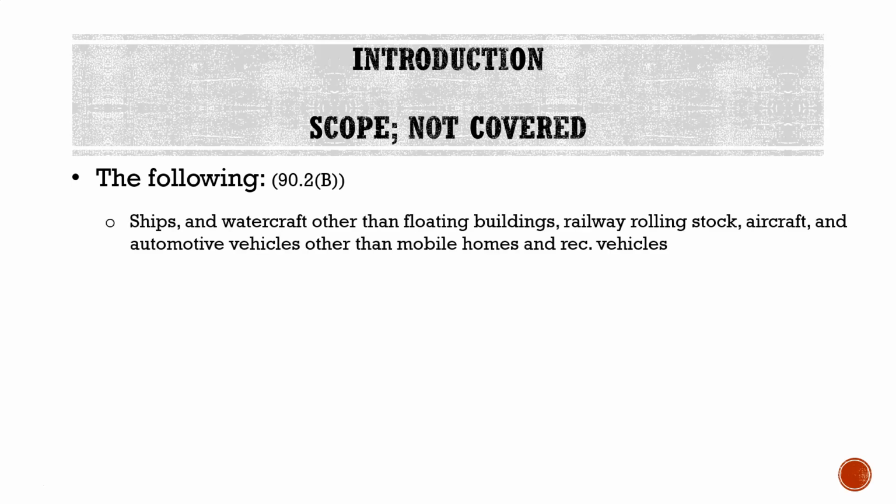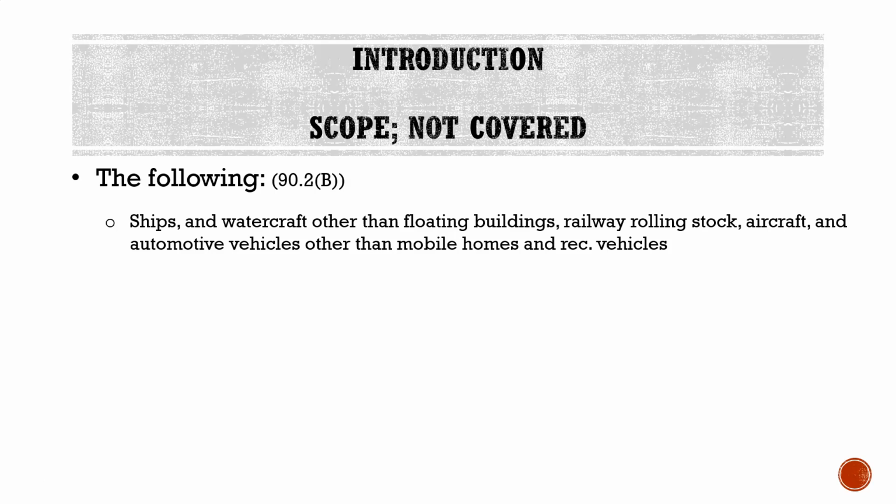Now we're going to be taking a look at not covered. So these items are things that the NEC does not have jurisdiction over. The rules in the NEC don't apply to it. It does not talk about them. So all of the following, and this is going to be 9E.2B.